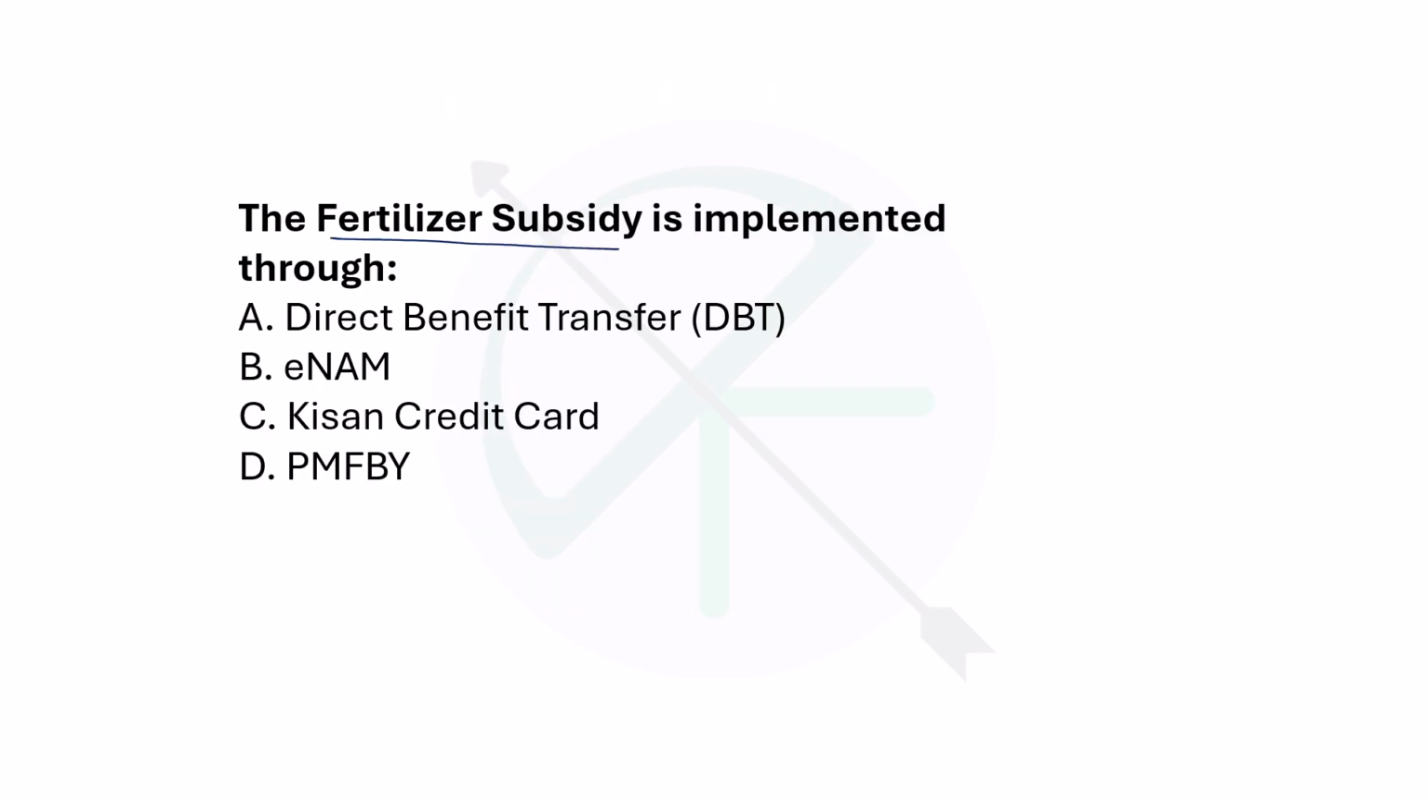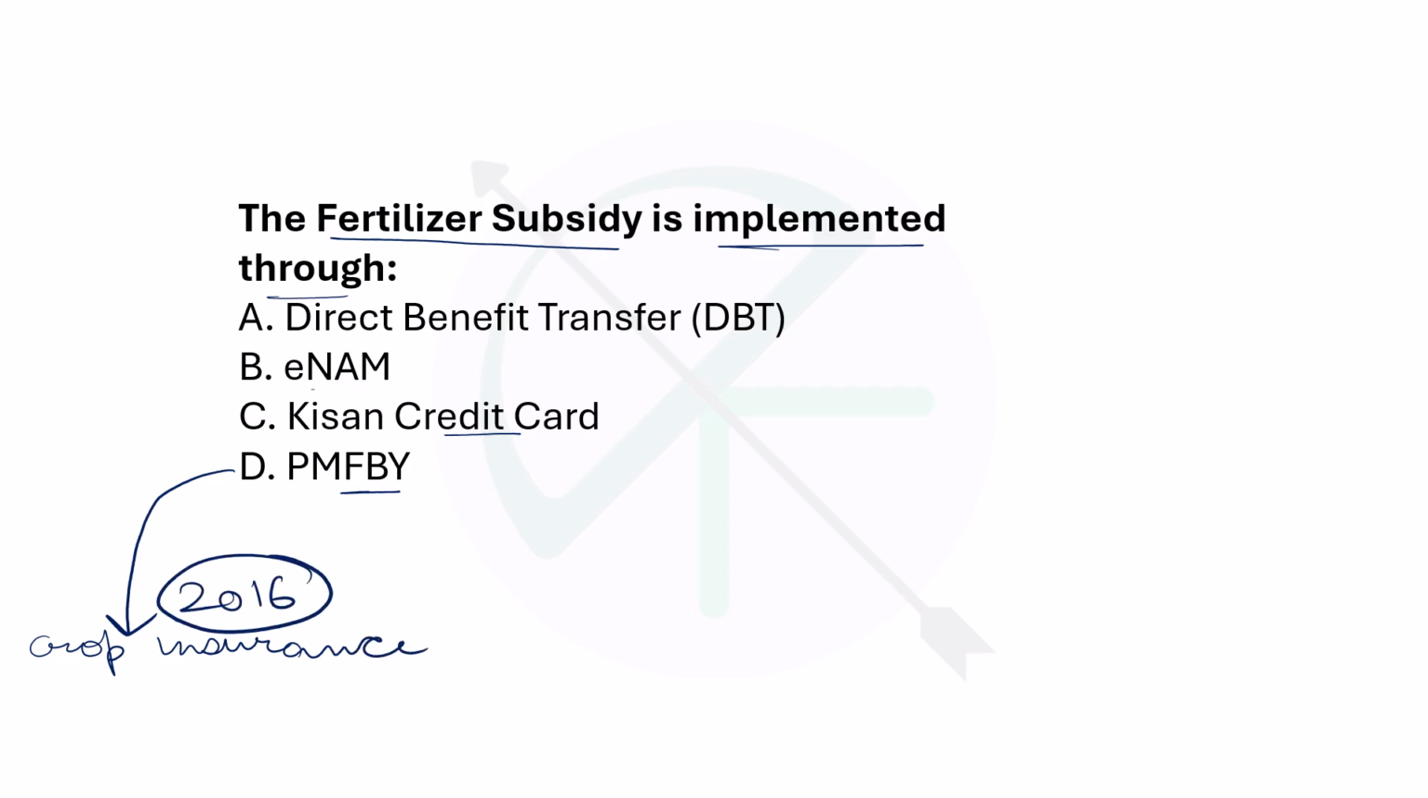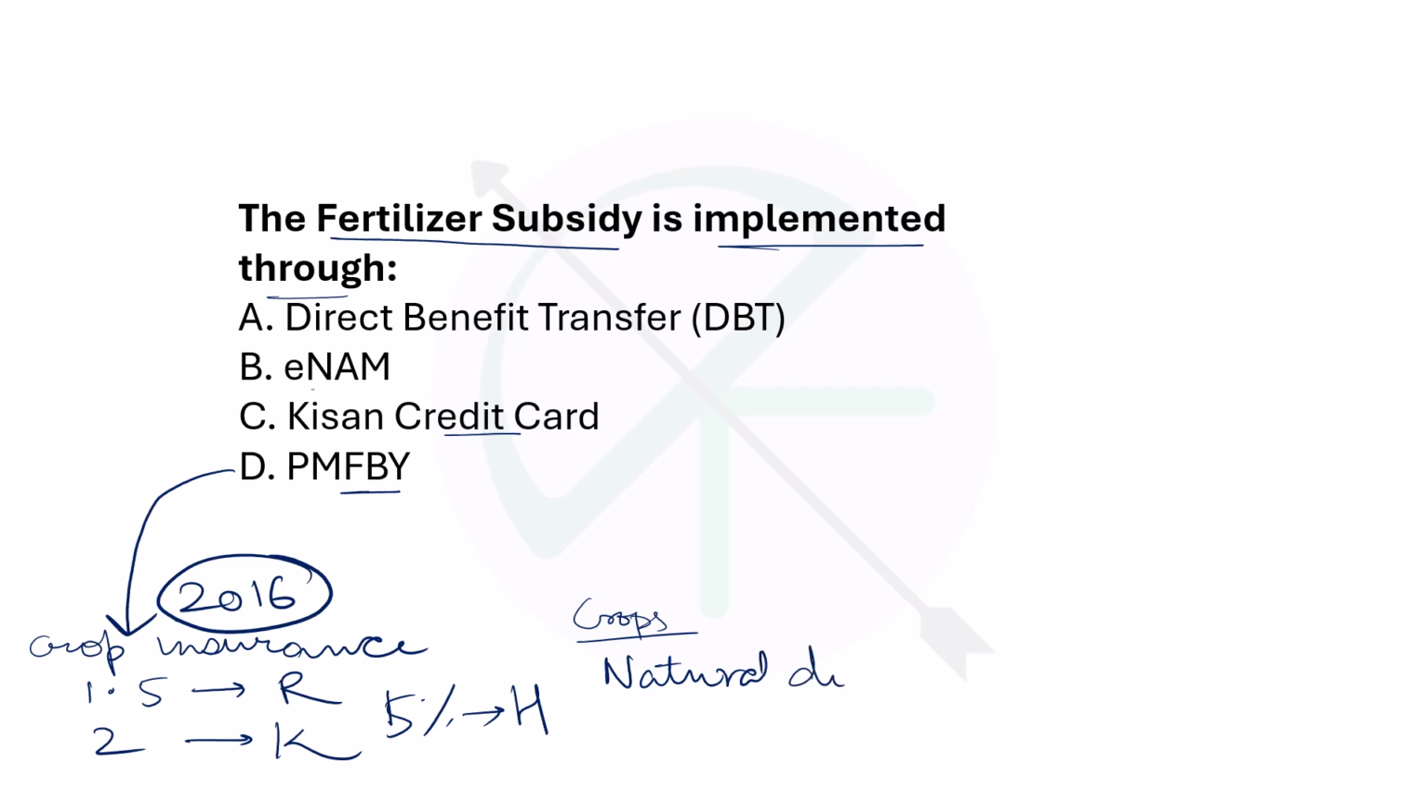The fertilizer subsidy is implemented through DBT, ENAM, Kisan Credit Card, PMFBY. So we can easily eliminate these options one by one. PMFBY, we know that it is related to crop insurance, Pradhan Mantri Fasal Bima Yojana. It was launched in 2016. The premium rates are 1.5% for Rabi crops, 2% for Kharif crops, and 5% for horticultural crops and plantation crops. And how does it cover? It covers the crops under natural disasters and pests and diseases.